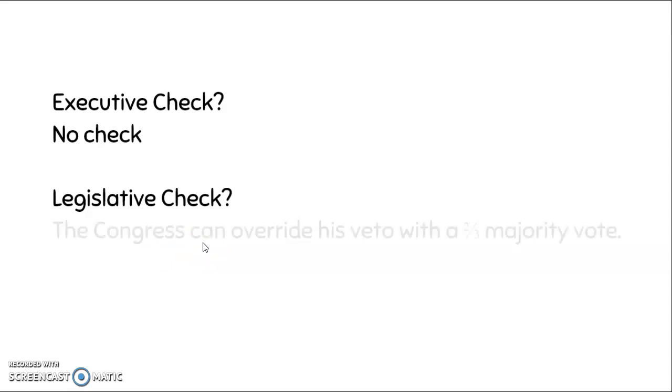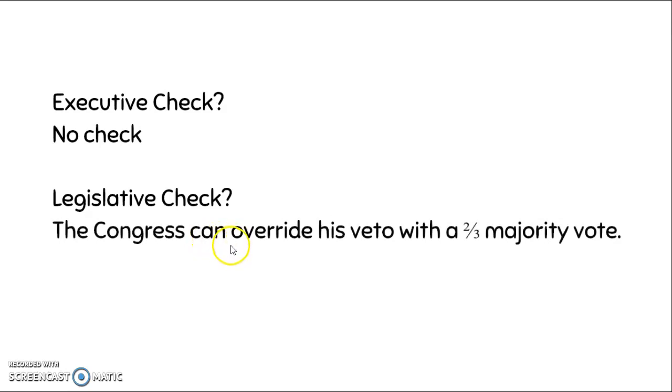If they want that bill passed, what they can do is vote on it again, but instead of just a simple majority of 50%, now they have to get a 2/3 majority vote. And that will override his veto, and the law will pass. Does the judicial branch get involved? Nah, not really, not with a veto.